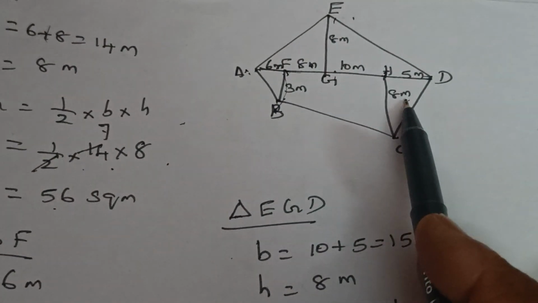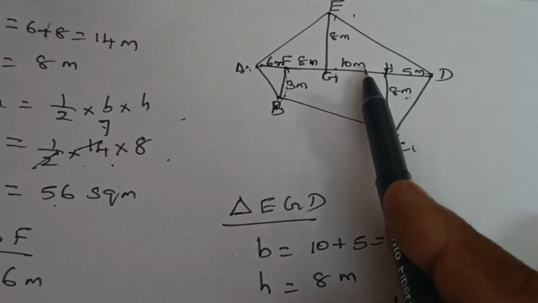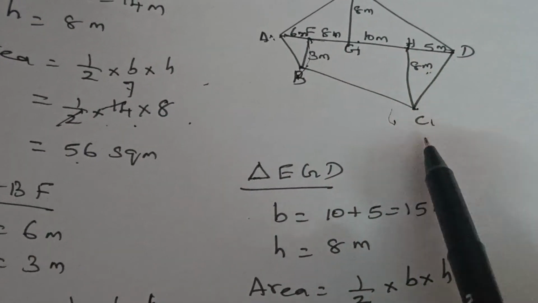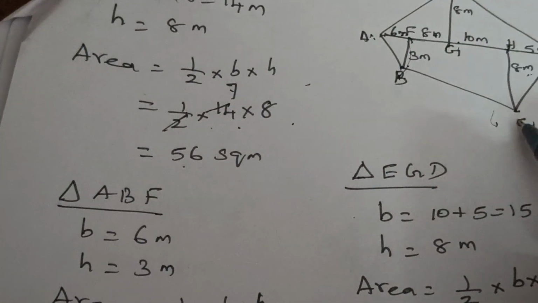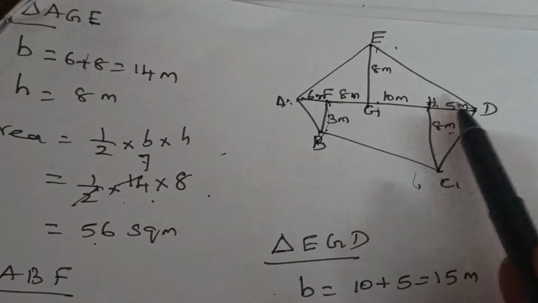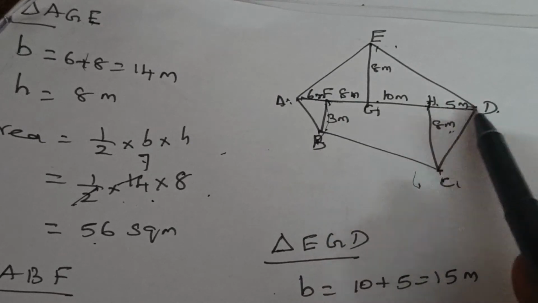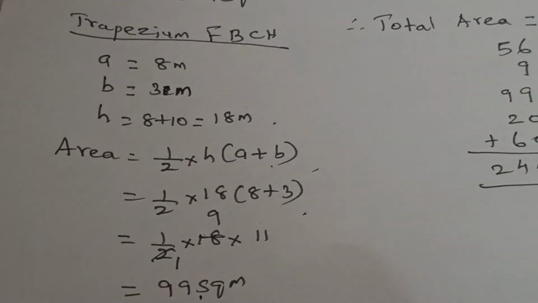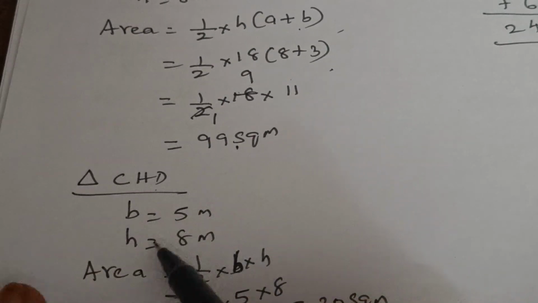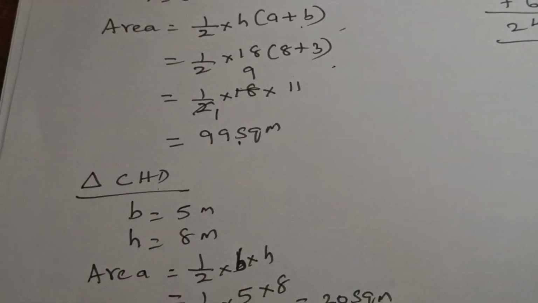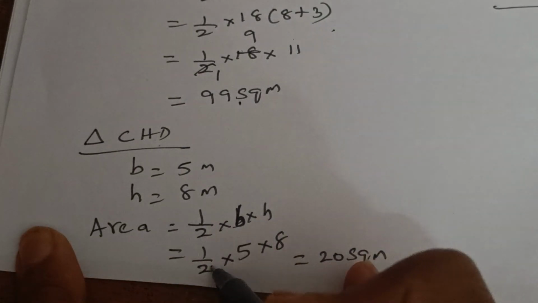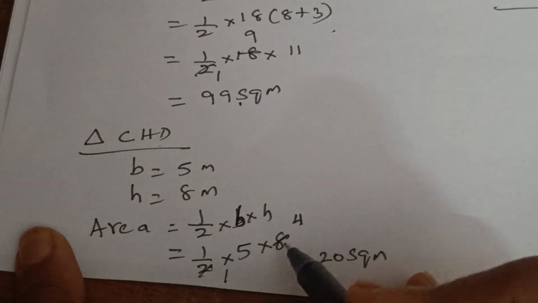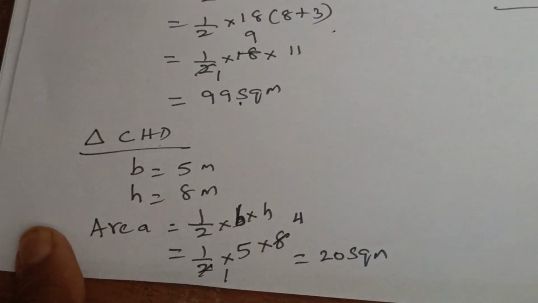Then we'll move on to this triangle. What is it? Base is 5. Height is 8. And the name of the triangle is CHD. Triangle CHD, base is 5, height is 8. Area is 1 by 2 into base into height, 1 by 2 into 5 into 8. Now cancel. 2 ones are 2, 2 4s are 8 and 5 4s are 20 square centimeter.